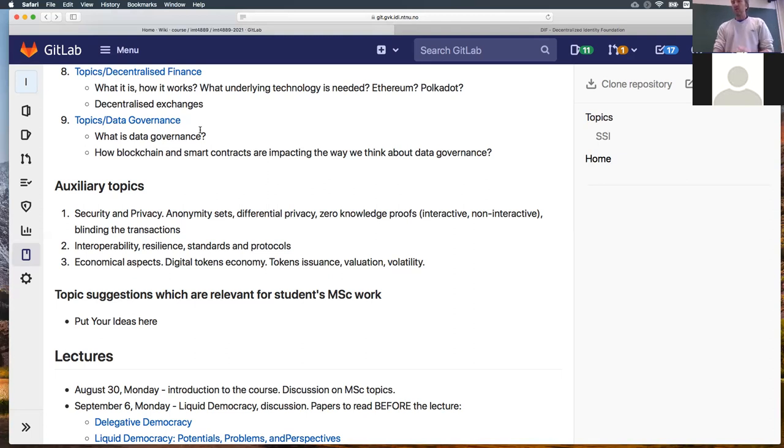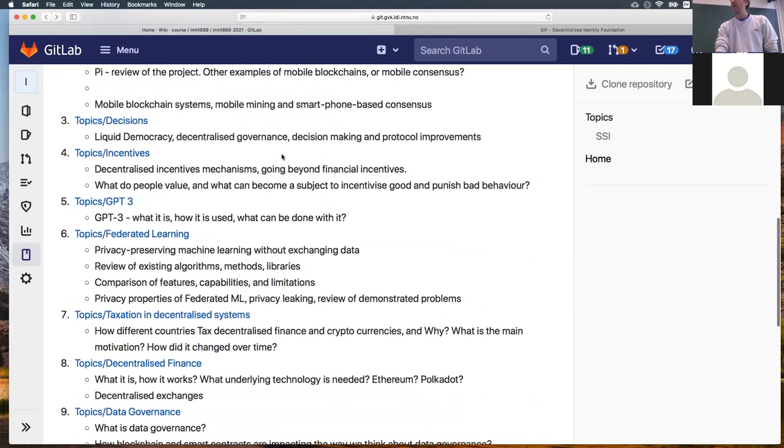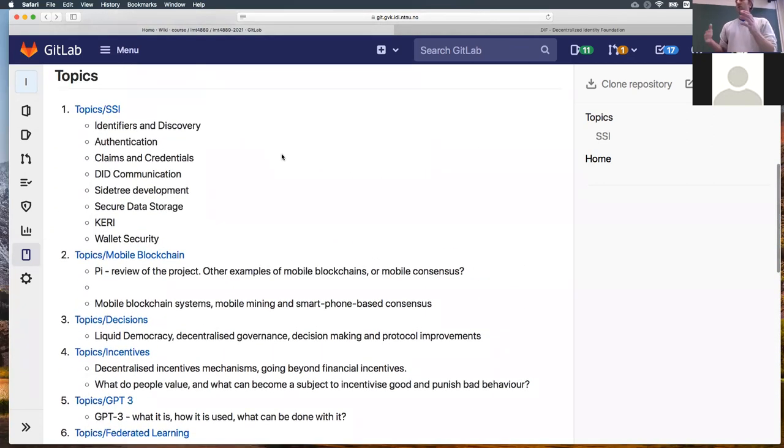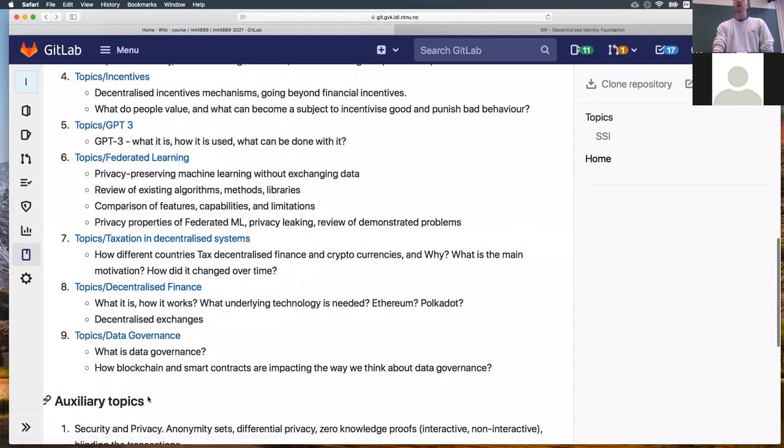So those are a quick overview of the various topics. Feel free to use them as a starting point, but modify it to what you are interested in and what you want to do. And then if you have a topic that doesn't fit any of those, you can propose your own, as Ben suggested. Okay, so I went a little bit over time. Do you have any questions?